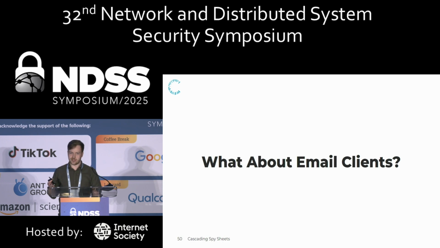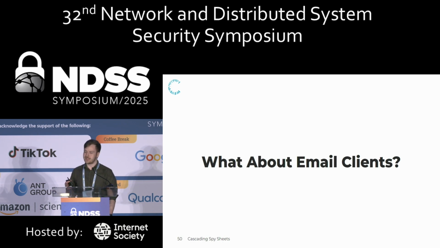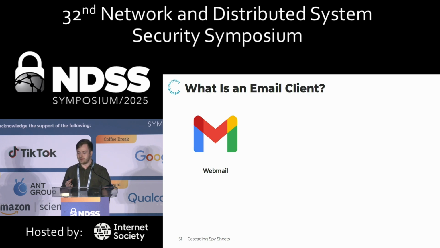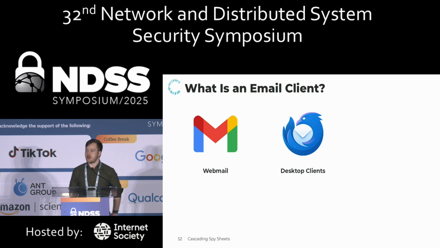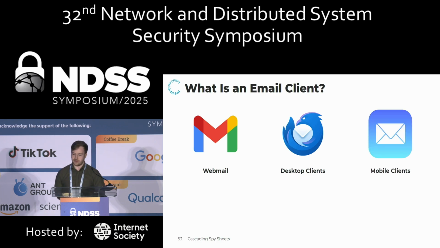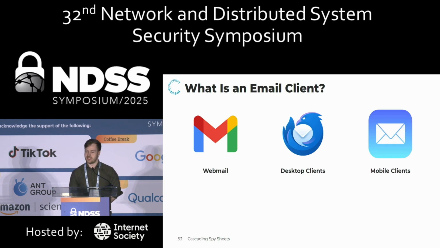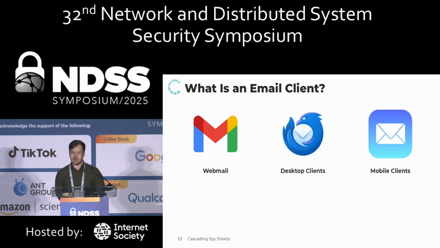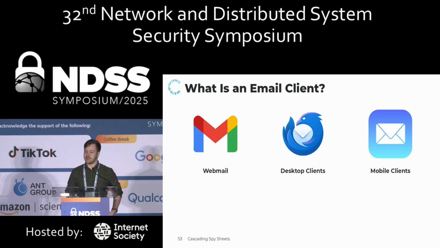So the big question from the scenarios I've shown you earlier is, what about email clients? First, we have to understand what an email client actually is. And here we have three different categories of email clients. So we have webmail, which is, for example, something like Gmail. We have desktop clients, which is, for example, Thunderbird, and mobile clients, which, for example, is the default mail application on iOS. And if they render something, what they are actually doing is they use some browser engine.